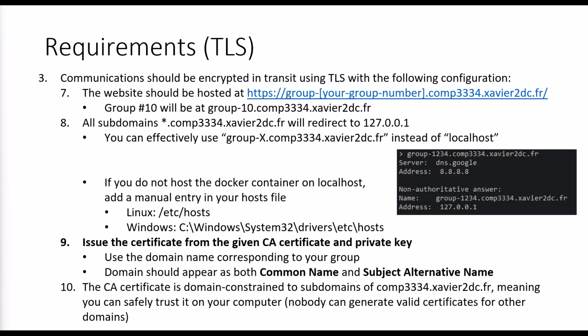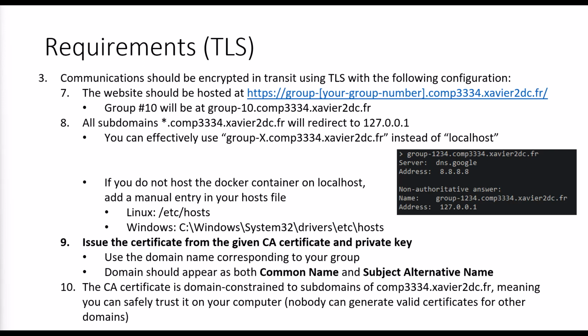If you are hosting your Docker container on localhost, as you can see on the right, resolving your group assigned domain name will give you 127.0.0.1. You should issue the certificate from the given CA certificate and private keys. We're going to give you a CA certificate and the corresponding private key. This is going to be the same for all the groups.